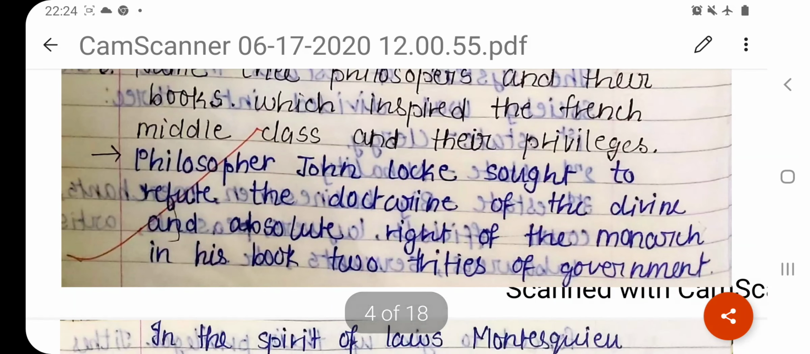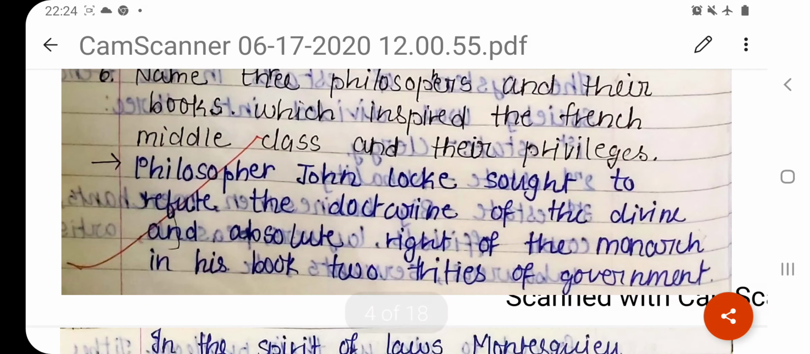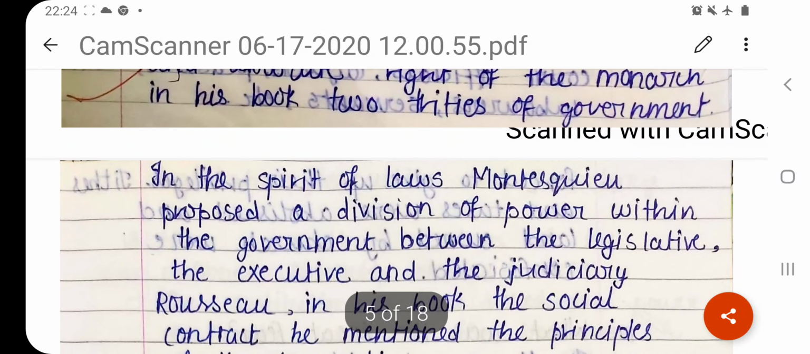Philosopher John Locke sought to refute the doctrine of the divine and absolute right of the monarch in his book, Two Treatises of Government. In his book he said that, listen, you don't have to obey your king. He doesn't have any divine right, or he has not been appointed by God to rule, and the king has no right to have absolute authority over us, which means the king can't do as he wants.